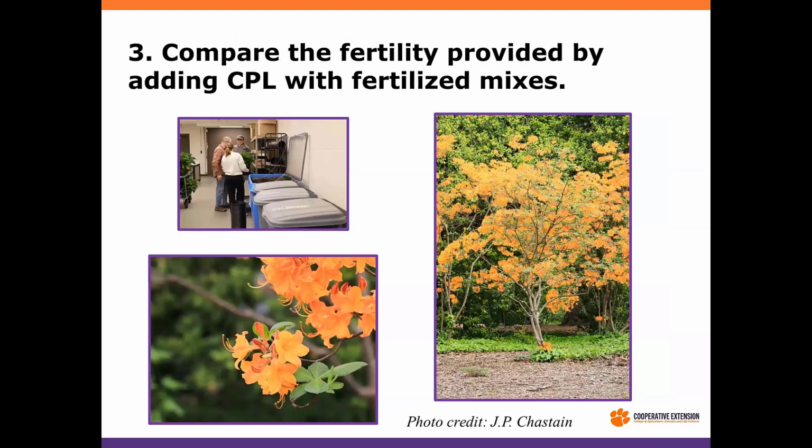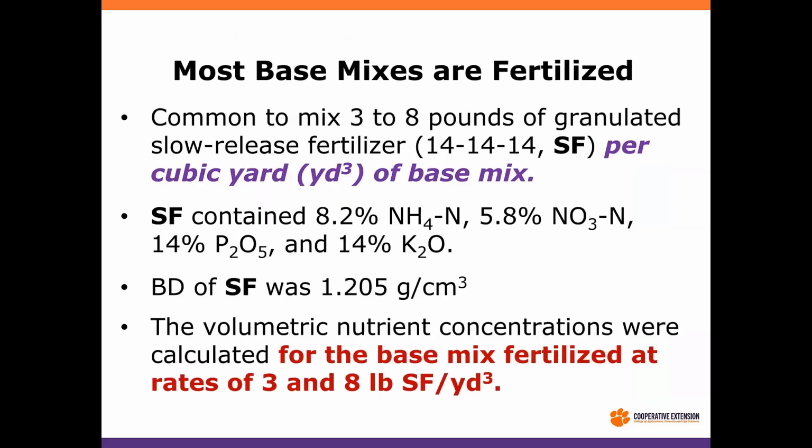So we compared some fertilized mixes. This is something, again, we didn't know what people did. We went in the literature, and it's all over the map. Everybody's got their thing. But about 3 to 8 pounds of granulated 14-14-14 Osmocote per cubic yard of base mix. That's a common range. There are some people who go outside that, but most are in that range.